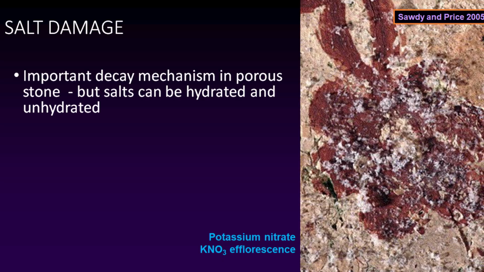We see here damage to a wall painting. This damage is caused by the efflorescence of potassium nitrate, and potassium nitrate is an unhydrated salt, so the damage is probably a little bit more superficial than with hydrated salts. How does this damage occur?